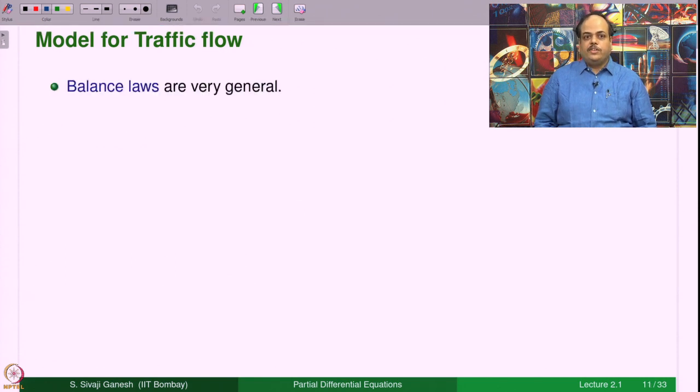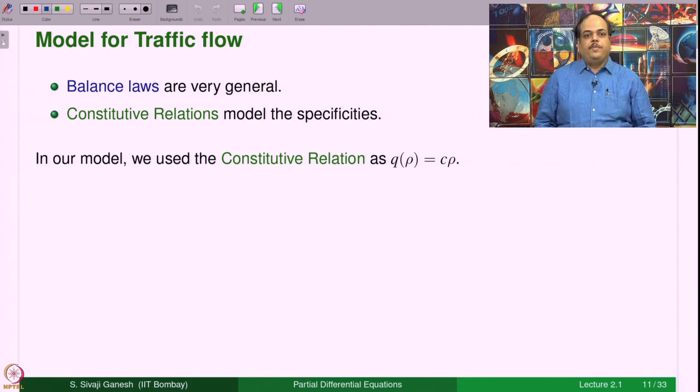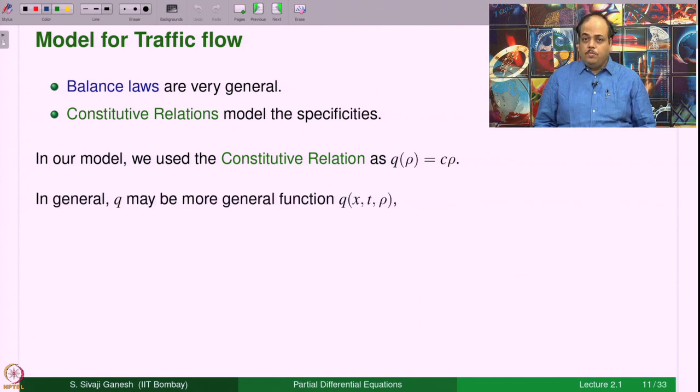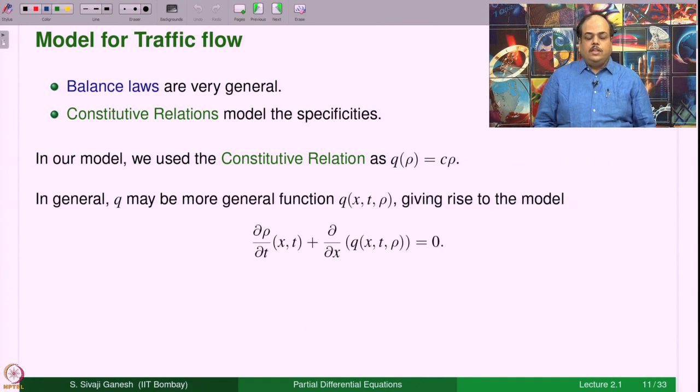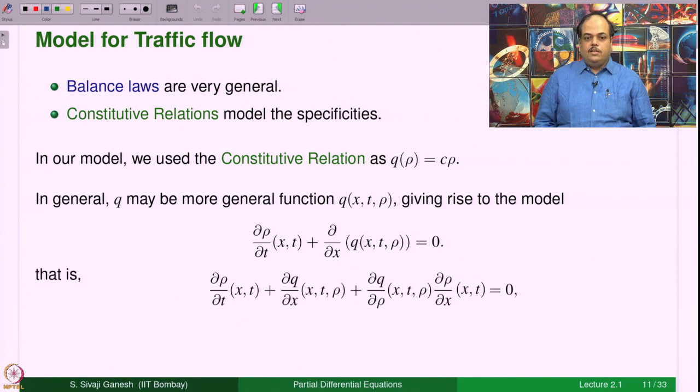Balance laws are very general. Constitutive relations model the specificness of the situation, in this case of the highway. So, in our model we used the constitutive relation q(rho) equal to c rho. In general, q may be a more general function of x, t and rho. In that case the balance law becomes dou rho by dou t plus dou by dou x of q(x,t,rho). If you expand this you will get this one.